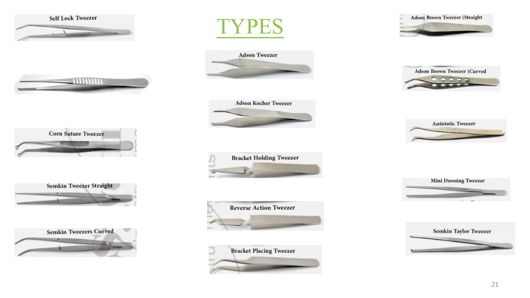Types: self-lock tweezer, cotton suture tweezers, Semken tweezers straight, Semken tweezers curved, Addison tweezers, Addison-Kutcher tweezers, bracket holding tweezers, reverse action tweezers, bracket placing tweezers, Addison-Brown tweezers straight, Addison-Brown tweezers curved, anti-static tweezer, mini dressing tweezers, Semken-Taylor tweezers.